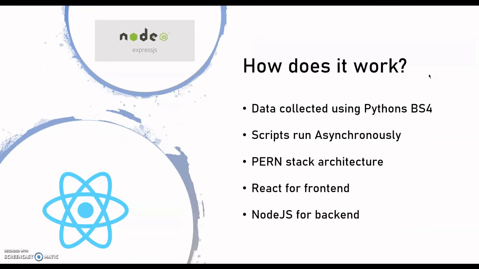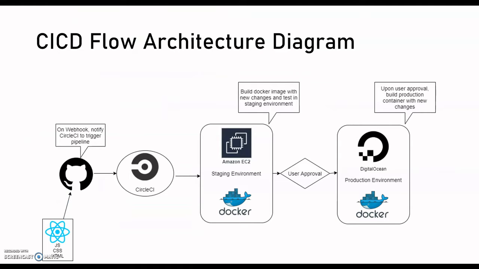How does it work? Data is collected using Python's Beautiful Soup web scraping library. Scripts are run asynchronously. I'm using the PERN stack architecture, so PostgreSQL database system, Express.js for communications between backend and frontend, React.js for frontend, and Node.js for backend.